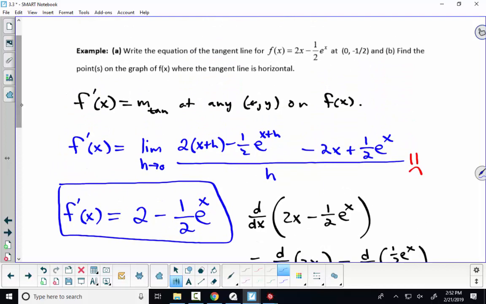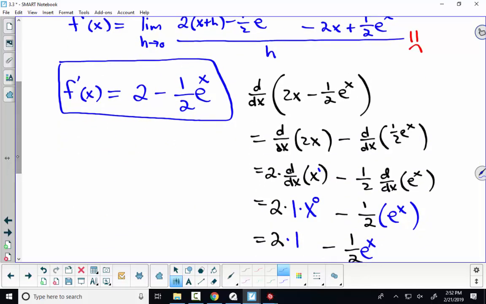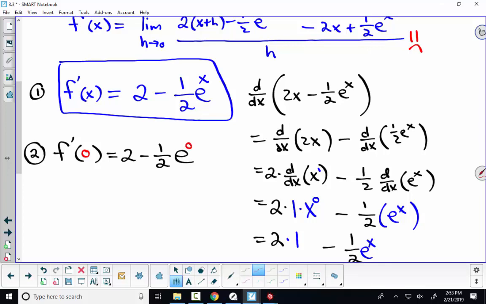We're specifically asked to find the derivative at the point 0, negative 1/2. So really, step 1 was to find this. Step 2, we're computing the derivative evaluated at an x value of 0. So what's the value of 2 minus 1/2 e to the 0? It's 1.5, right, 3 over 2.